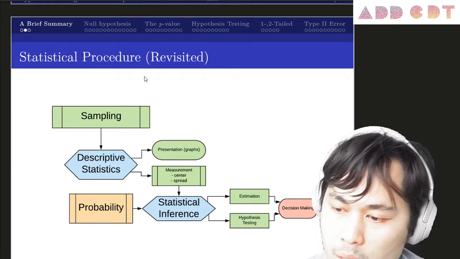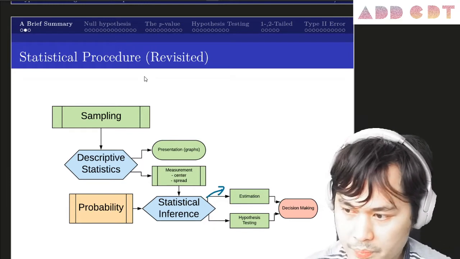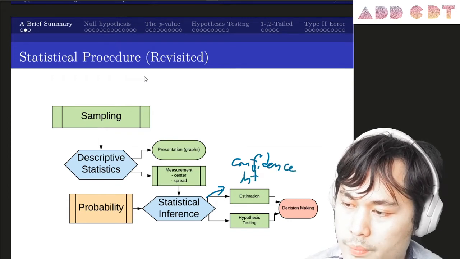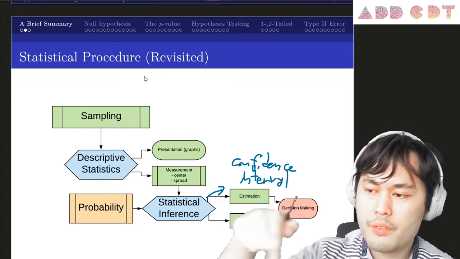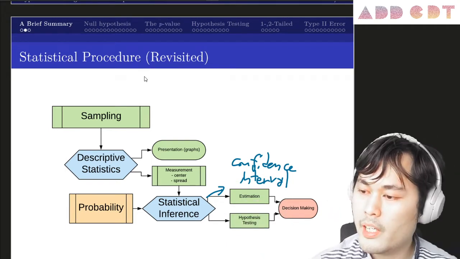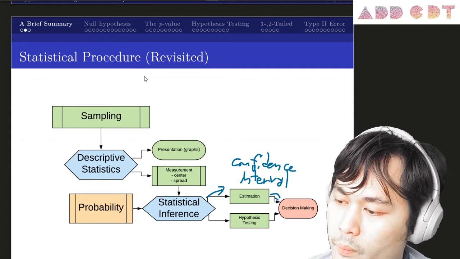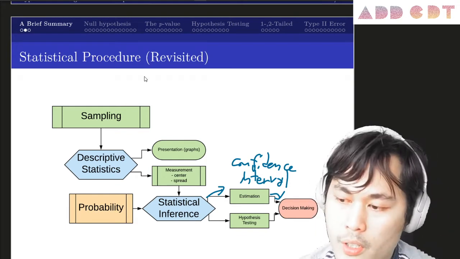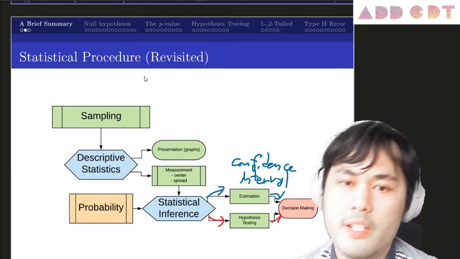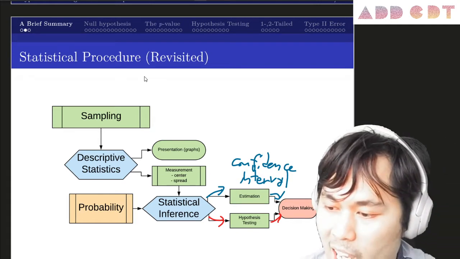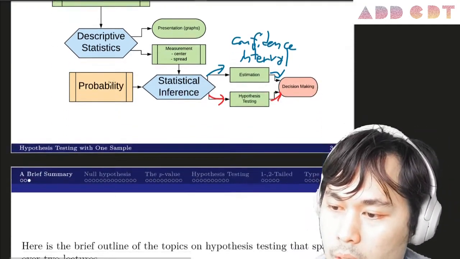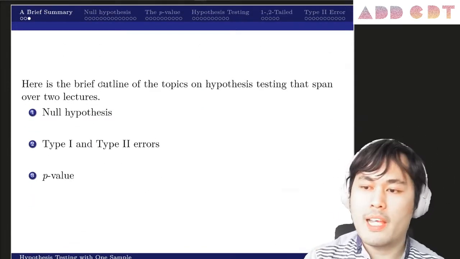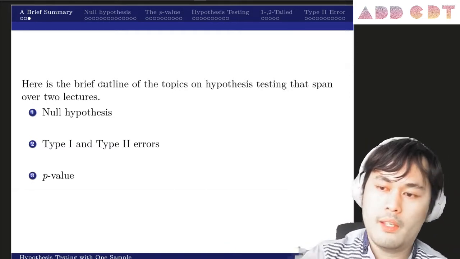And then we went down this path: from that number, we use probability to get some estimation or confidence interval. These two are the same concept, just with different wording, and then we decide on something. Today and next week we are going to learn about the other part here, which is hypothesis testing. So here is a brief outline for this lecture and the next one.